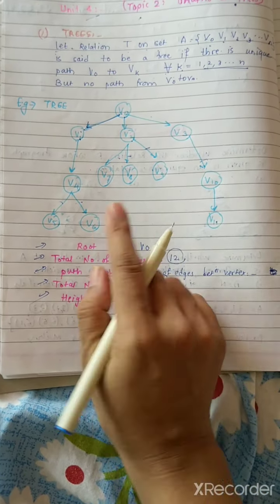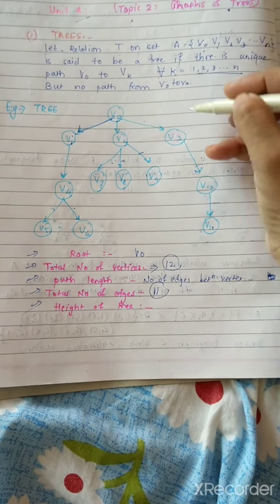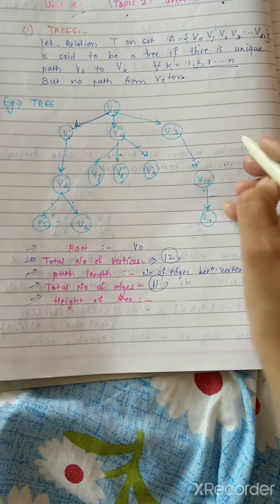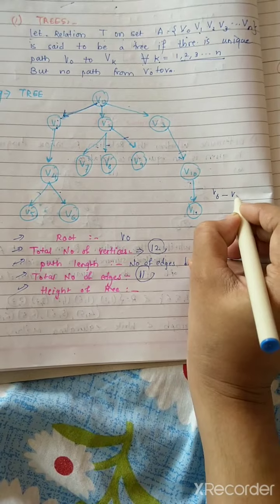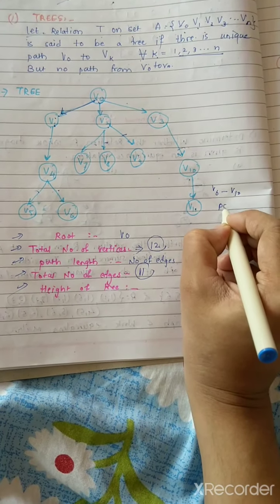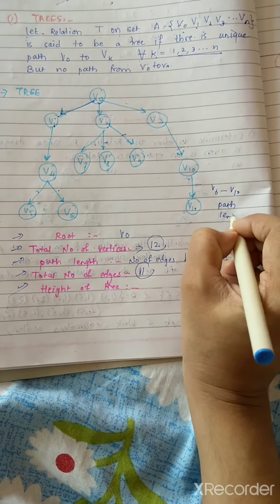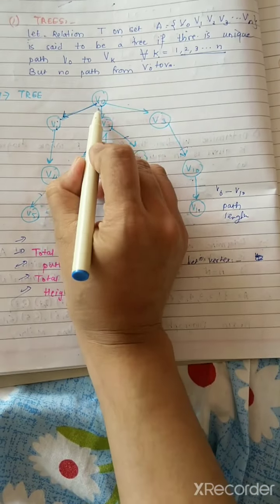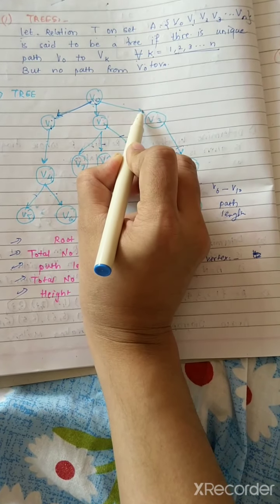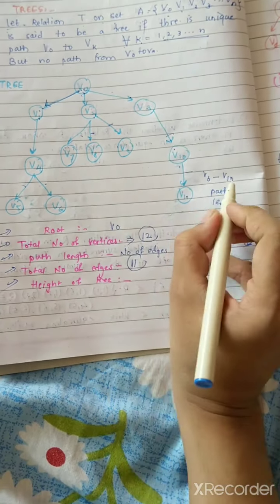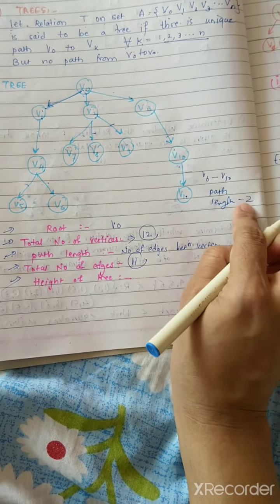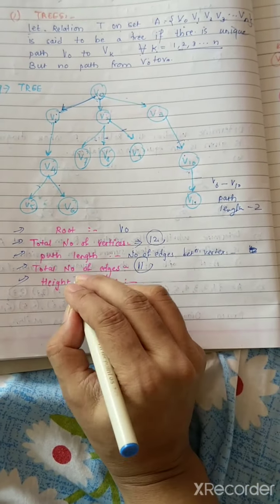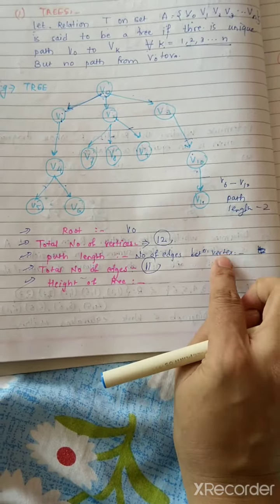Now the path length between V0 and V10. What will it be? V0 to V3 is 1, V3 to V10 is 2. So the path length between V0 and V10 is 2. So path length is the number of edges between vertices.